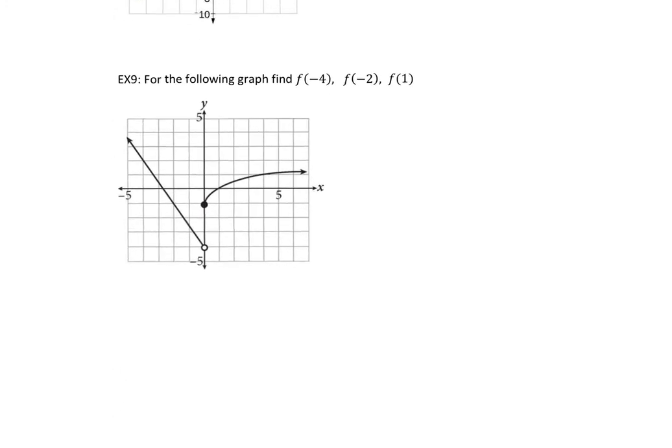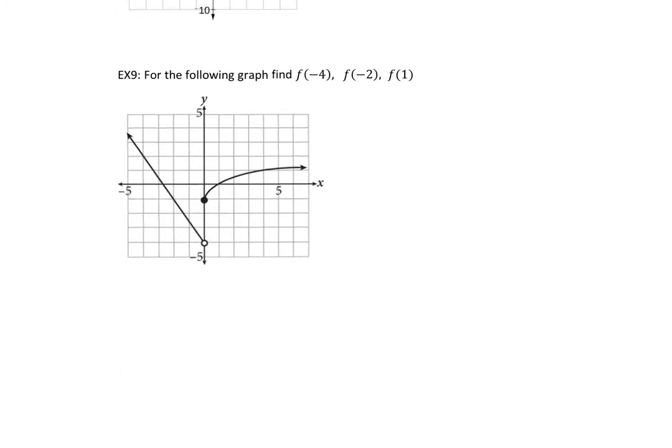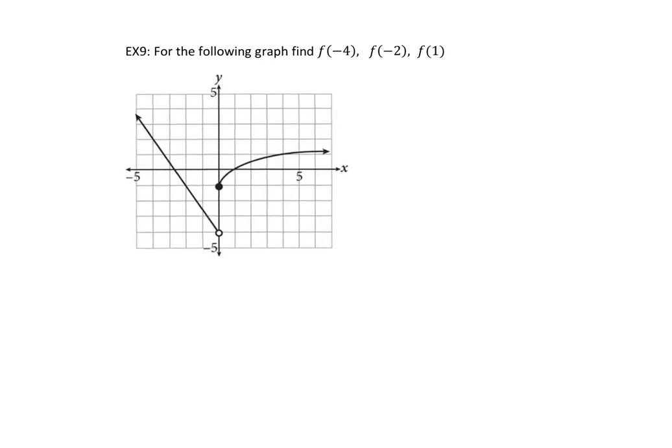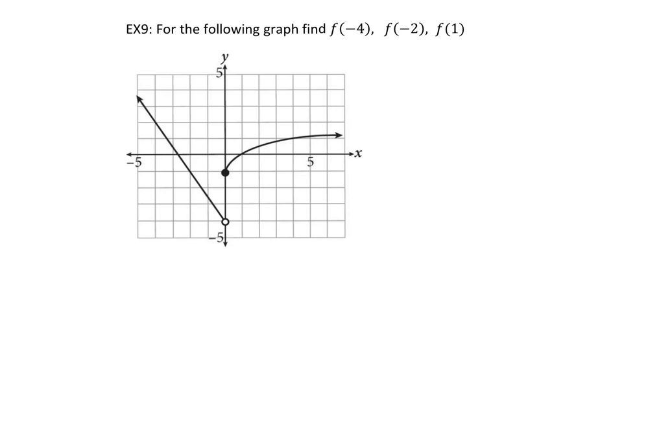In example 9, we have a graph, and we want to find f of negative 4, f of negative 2, and f of 1. Now look at this graph. It's kind of broken up. So something that happens with graphs, I'd like to remind you that when we have something like this open circle down at the bottom of our graph, that means we do not include that point. But when it's a solid dot, it means we include that point.